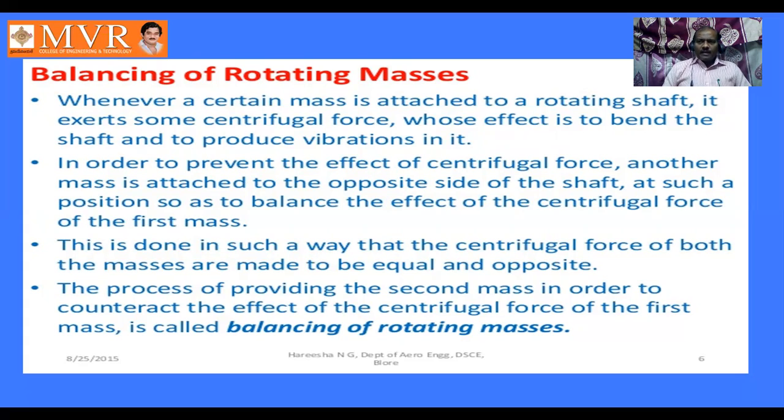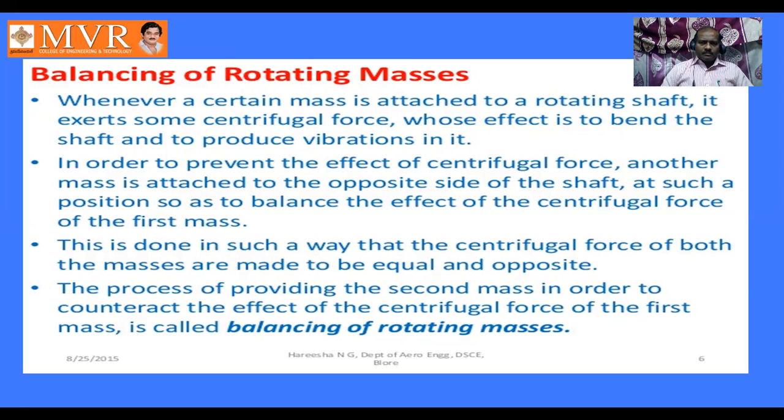So I have defined clearly the definition of balancing of rotating masses. The process of providing a second mass in order to balance the system, that is, the one already acting on the shaft, the first mass, is called balancing of the masses. So with the centrifugal force, an unbalanced state is created for a shaft and disc assembly. To eradicate that, we are going to add a counter mass in the opposite direction.